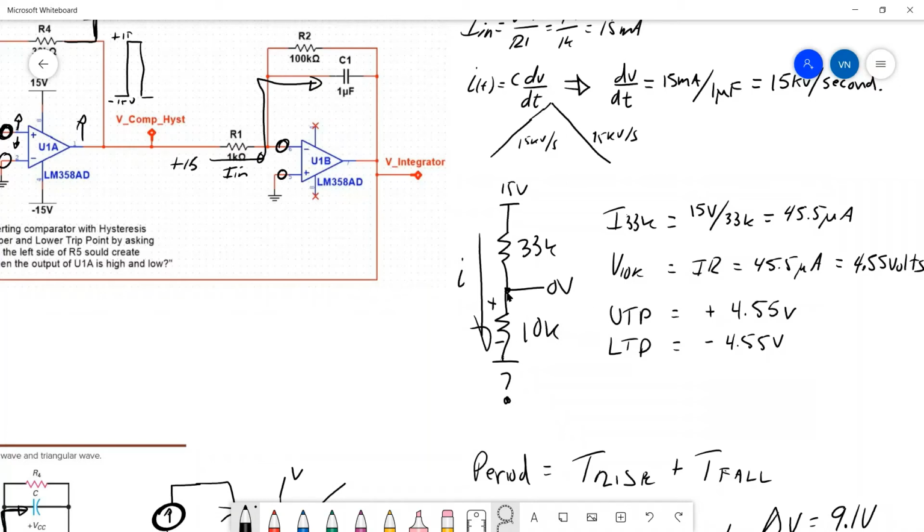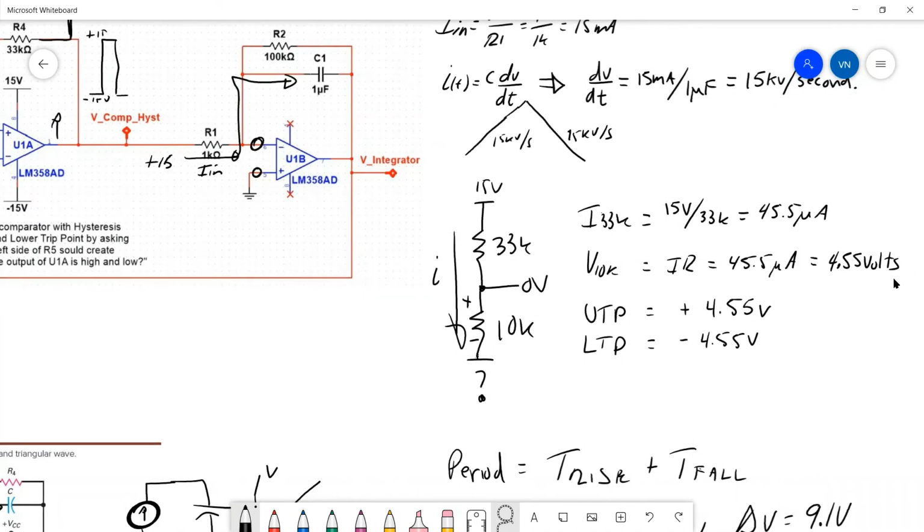which creates a voltage drop across the 10K. And that voltage drop, there's 45.5 microamps going through a 10K. That means that the 10K will have 4.55 volts across it. And since this end is at 0, that means that this end here must be at minus 4.55 volts in order to get 0 in the middle. That is our lower trip point. Alternatively, when this is negative 15 volts, then this would have to be positive 4.55 to get 0 in the middle. So this is our upper trip point.